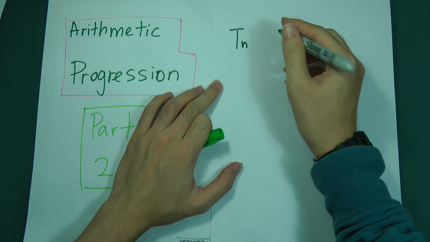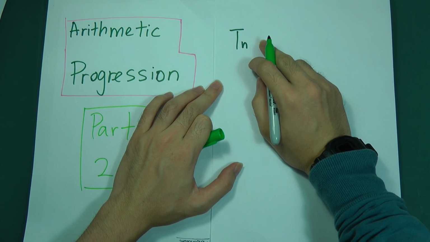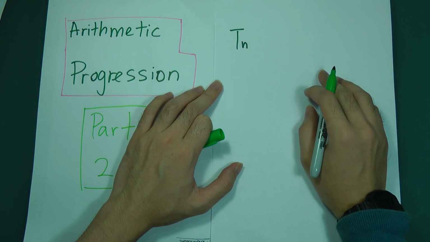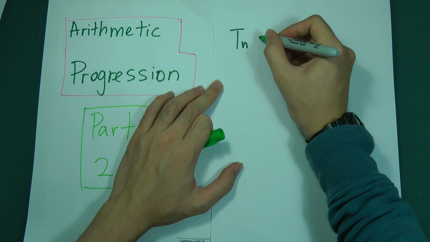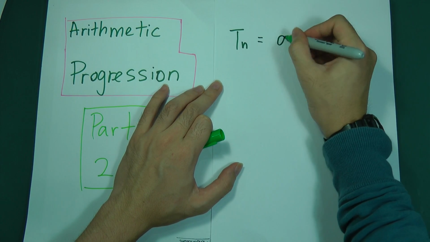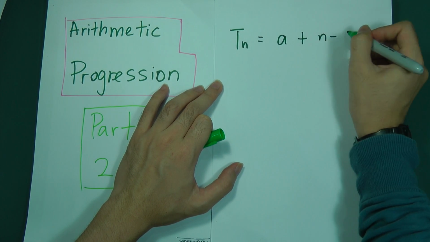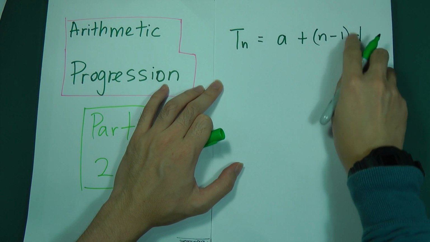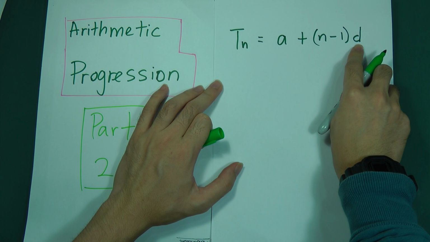Like if you want to find the 10th term, it will be T10. So Tn, the formula is what? It is a plus (n minus 1) multiplied by d. It means you have to do the bracket first and then multiply by d.